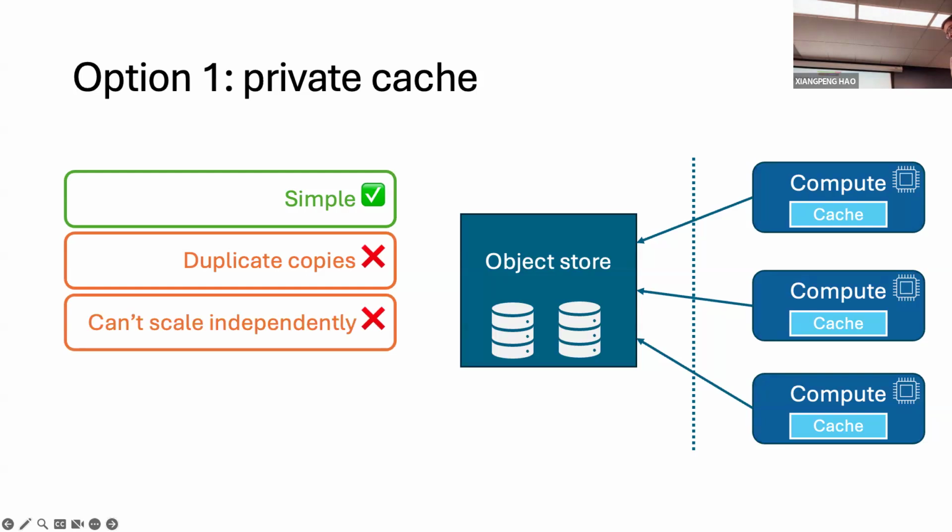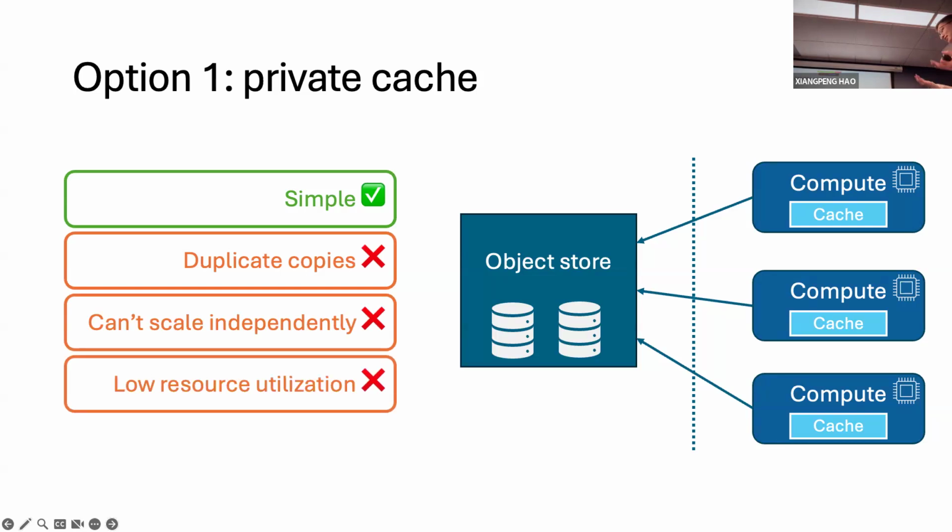And we cannot scale independently because if we want to have a larger cache, for example, if this node is super busy, the only way we can get a larger cache is to provision a bigger compute node, which we probably don't necessarily need. And lastly, it has low resource utilization. For example, those compute nodes may serve very different user queries. Some nodes are super hot, some are pretty cold. So if this node is super hot and needs more resources, you cannot borrow resources from a neighboring node, which leads to low resource utilization.